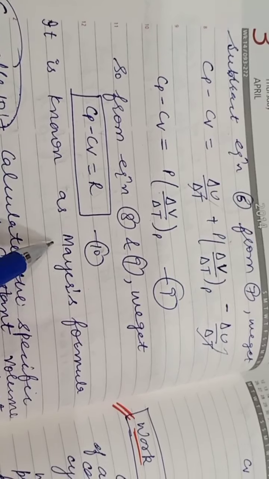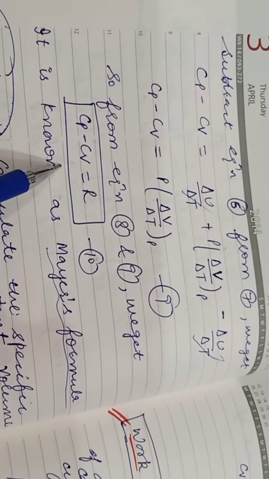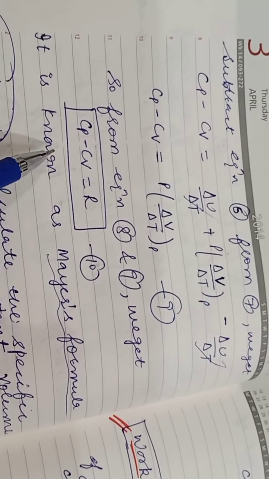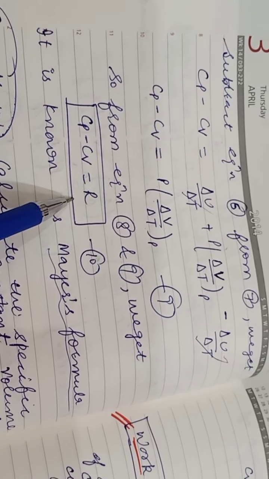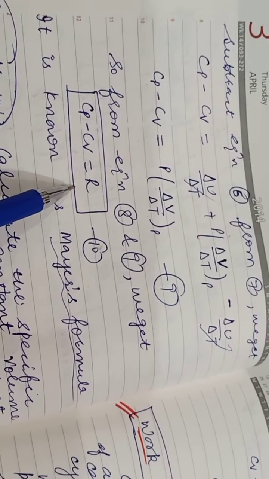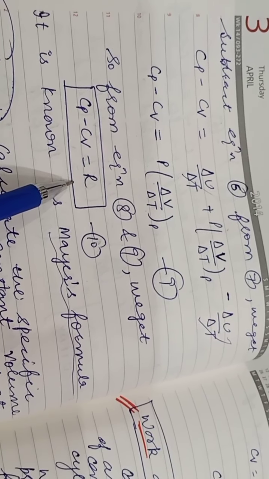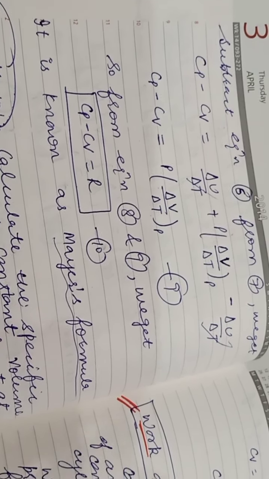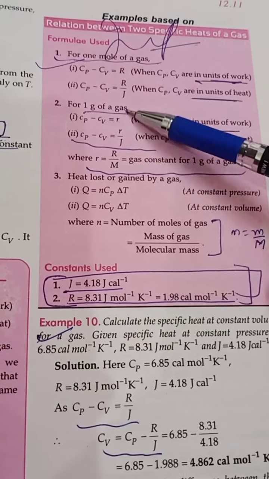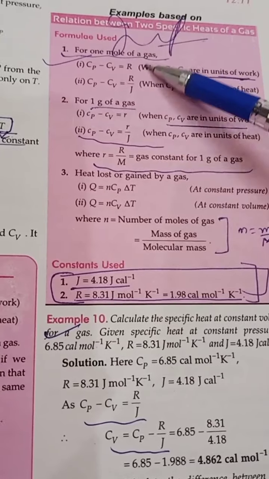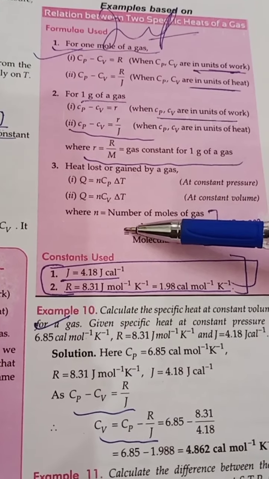So this is known as Mayer's formula, or this represents the relation between the molar specific heat at constant pressure and the molar specific heat at constant volume. So the relation is Cp minus Cv is equal to R. Students, please note down all these formulas. These formulas are important for numerical purposes.